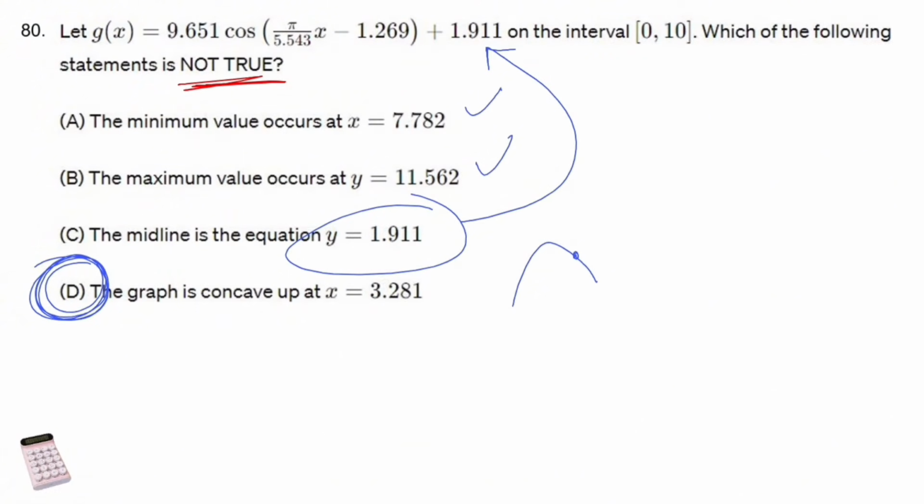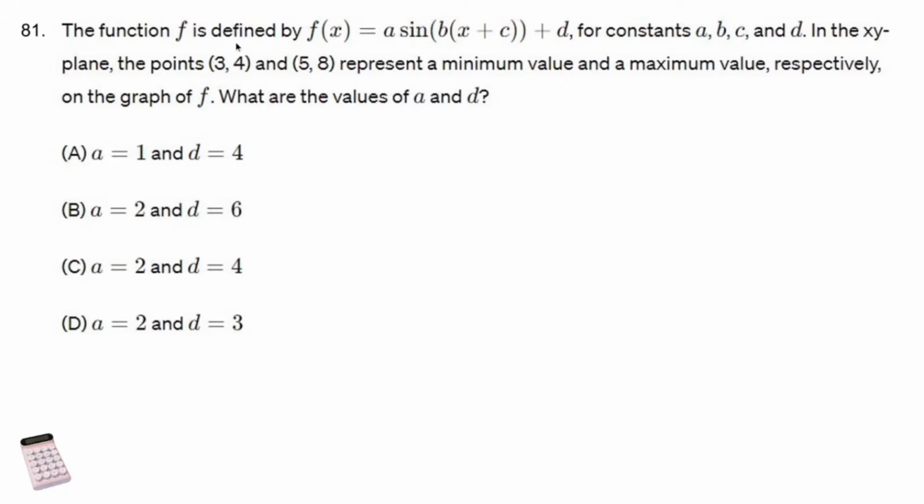So yeah, lots to do in that problem, but it's a tricky one, and we did it. Hope this helps. The function f is defined by f of x equals a sine b x plus c, close it, plus d. This is the typical sinusoidal function where your amplitude, your frequency, your horizontal shift, your vertical shift are constants a, b, c, d.